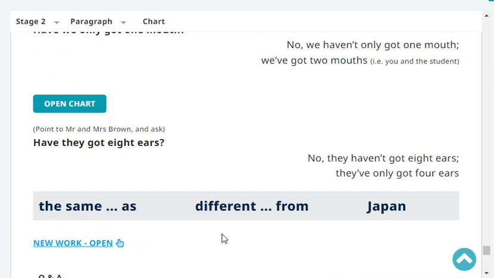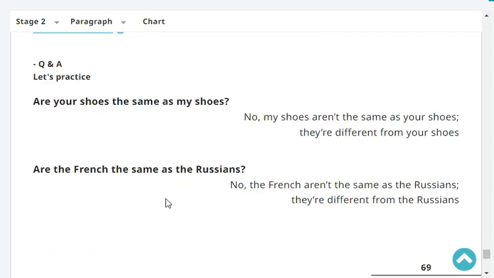Have they got eight ears? No, they haven't got eight ears. They've only got four ears. Very good. Next, repeat.